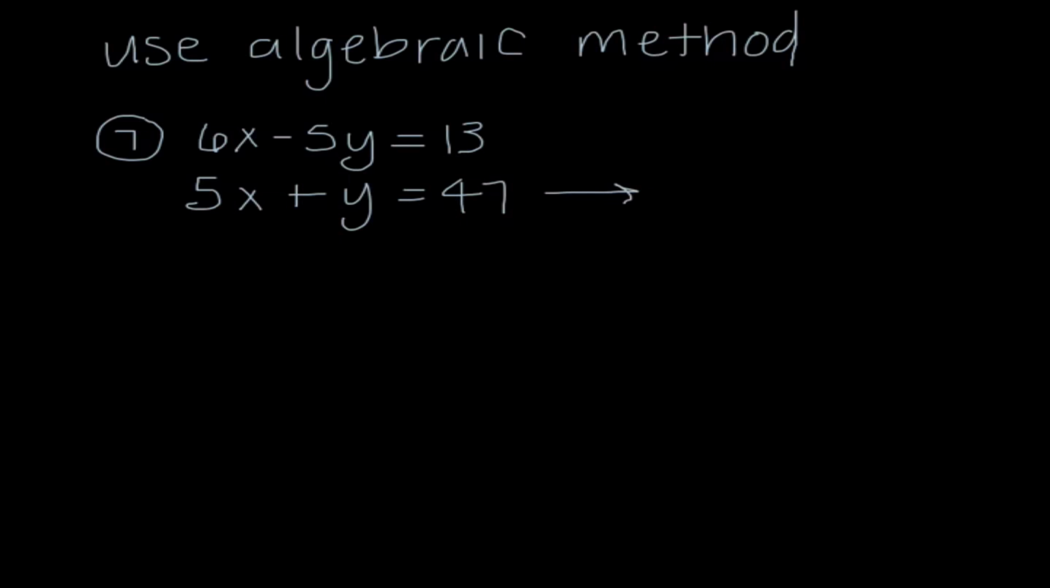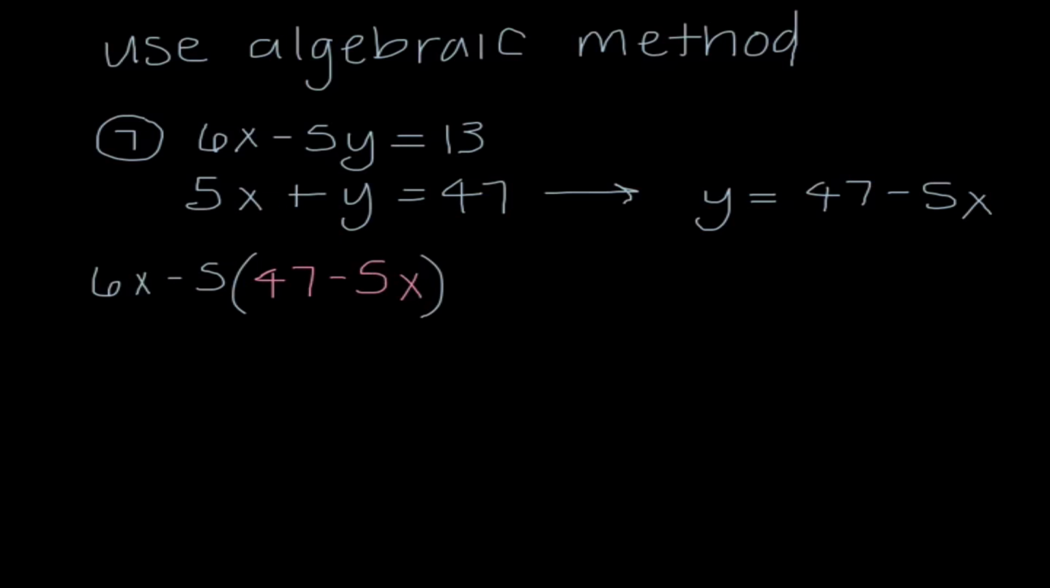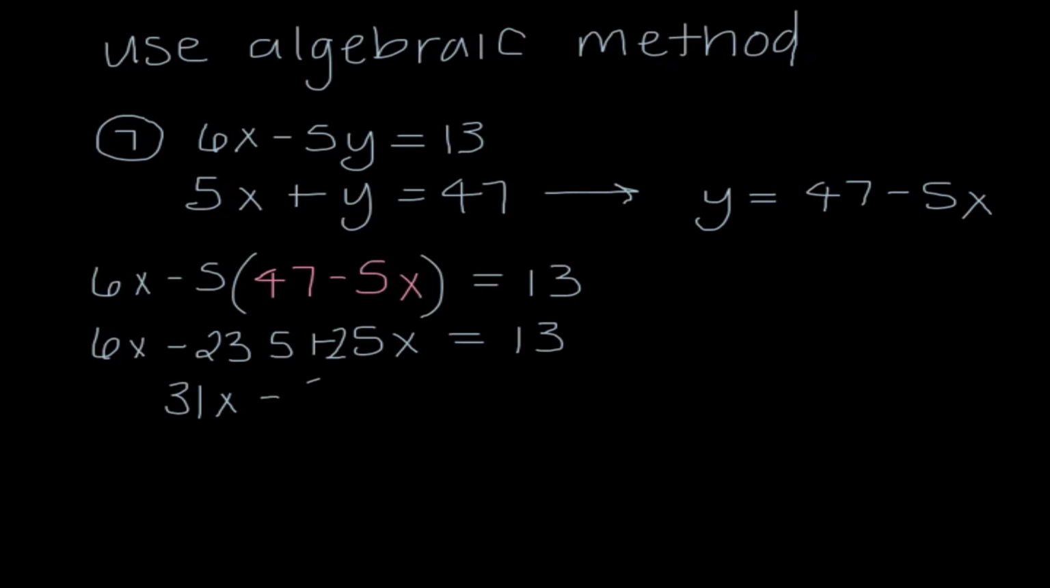So I think hands down this is the easiest variable to isolate because it has a coefficient of 1. So I get y is equal to 47 minus 5x. So when I'm substituting that in, I have 6x minus 5 times 47 minus 5x equals 13. And when I distribute, I get 6x minus 235 plus 25x. So that gives me 31x minus 235 equals 13.